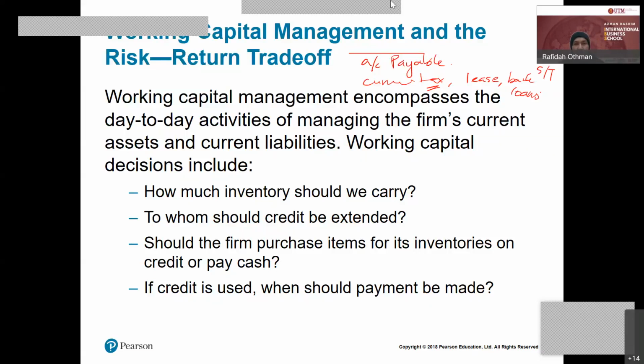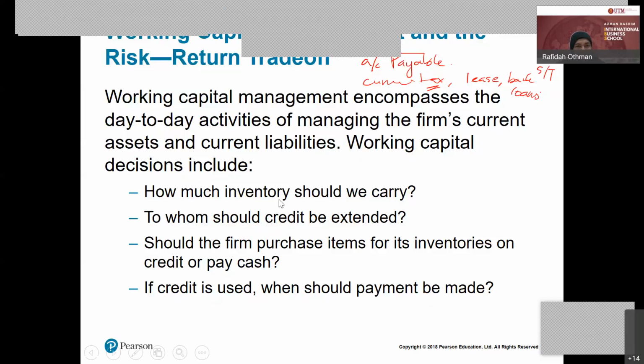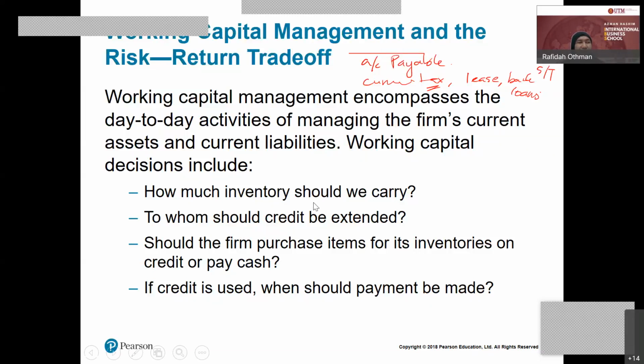So the decision is how much inventory to buy, how much inventory to carry, meaning what is in the store, how much credit you are going to give, how you are going to purchase your inventory, and how you are going to pay your credit. Here, how you are going to pay your supplier: either you take the cash discount, or you pay on the due date. These are the decisions you have to make to manage your day-to-day activity.